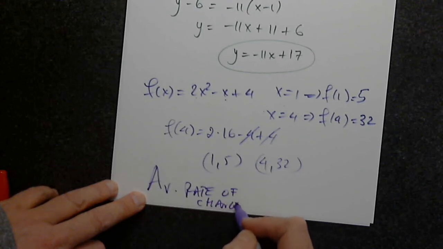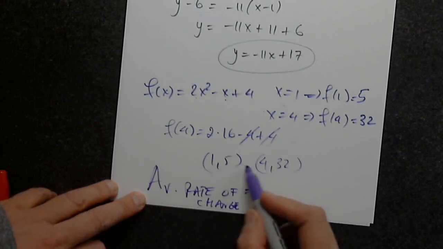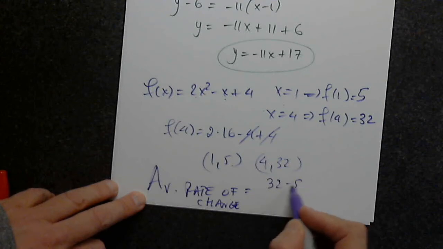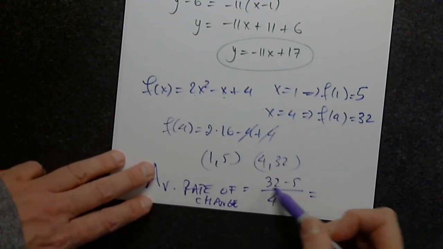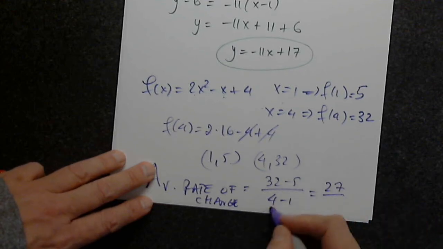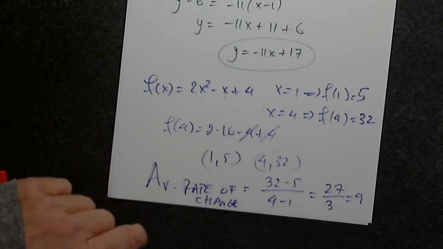But this is the same thing. Once I have the 2 points, I have 32 minus 5. And I don't have to find the equation or anything, just find this number. So 32 minus 5, I think, is 27 divided by 3, which is 9.